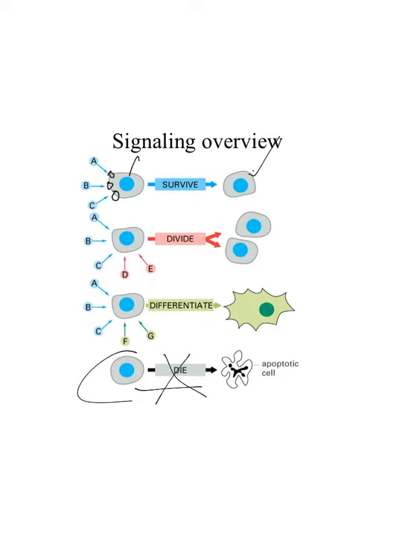Well, if we remove those survival ligands, then we initiate a process called apoptosis. And apoptosis is something we'll talk about next week, but it's a common mechanism of cell death.